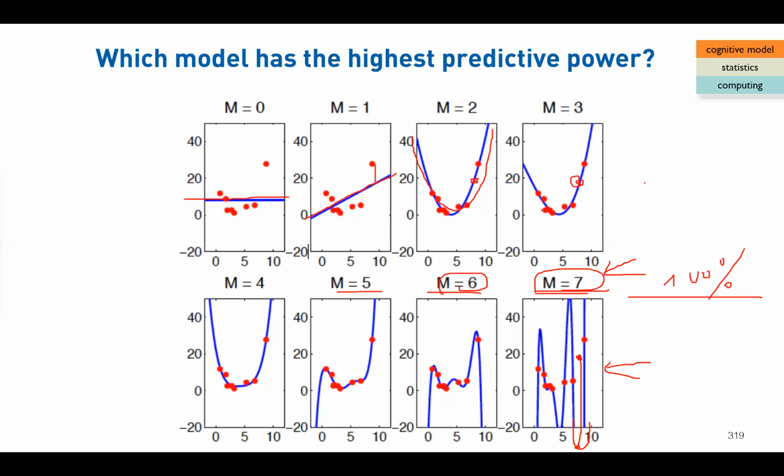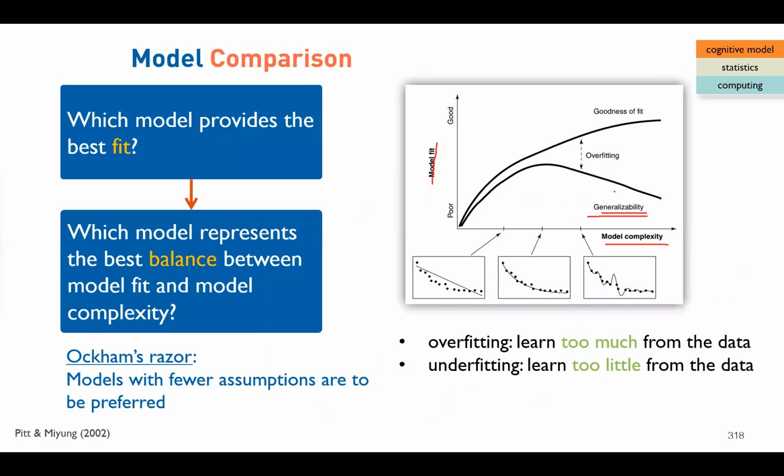So then there is a trade-off. The trade-off is to balance between the fit, how well the model fits the data, and the generalizability, okay? So now we can go back. Here, the x-axis is the model complexity: the 0 order, 1st order, 2nd order, until 7th, for instance. And then the y-axis is the model fit, also the generalizability part. This is here the goodness of fit.